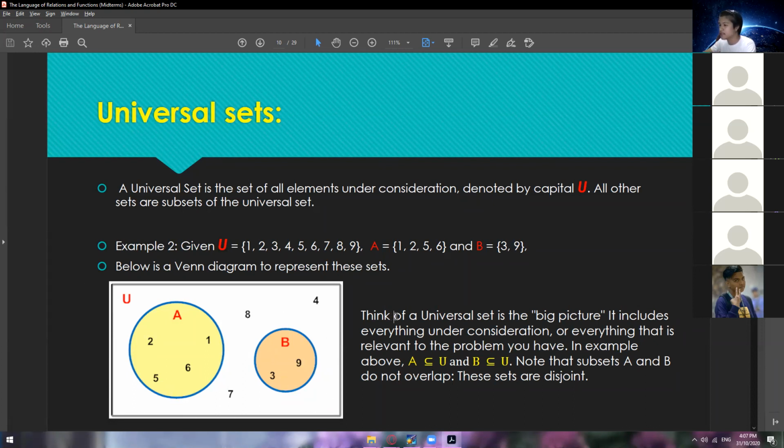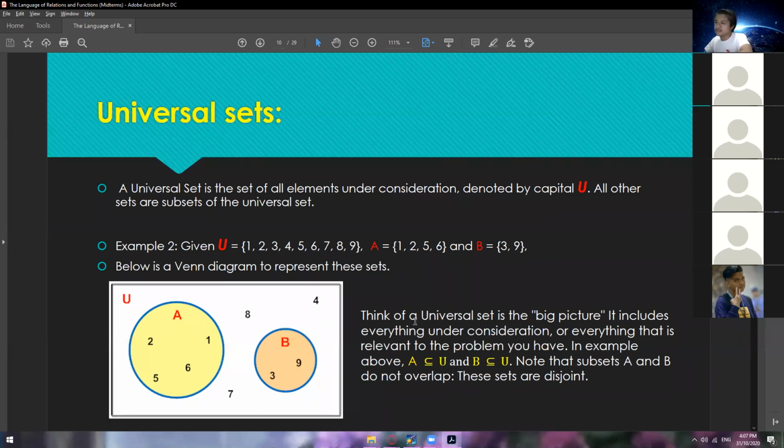So you can think of the universal set as the big picture. It includes everything under consideration, or everything that is relevant to the problem you have. In the example above, A is a subset of the universal set, and B is also a subset of the universal set. Note that subsets A and B do not overlap, so these sets are disjoint. So the universal set is the bigger picture, and the ones inside it are just the subsets.